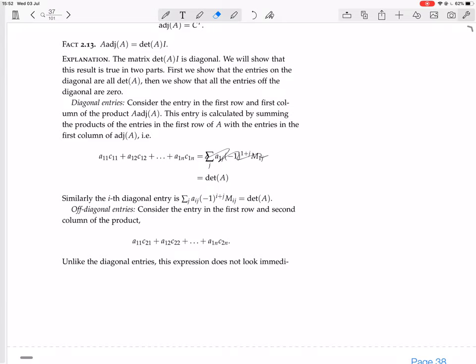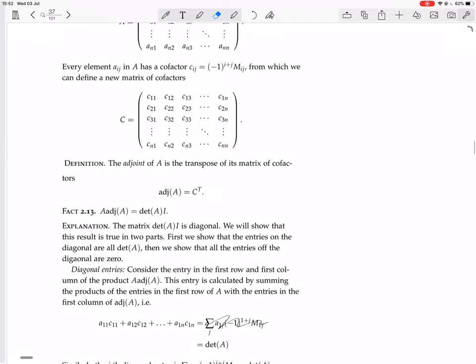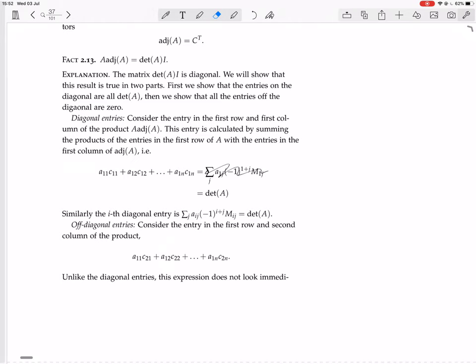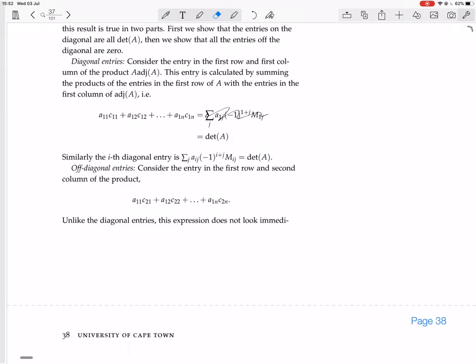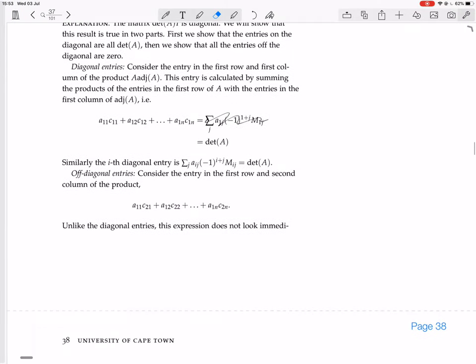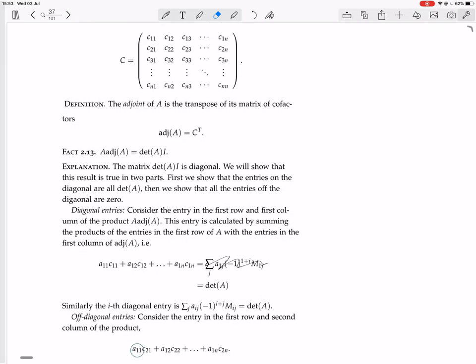Now consider off-diagonal entries. Consider the entry in the first row and second column of the product. Again we're just choosing row 1, column 2 as an example to make it easier to see which variables are moving. We only have one moving variable, but then we'll generalize this to row i, column j. For now, row 1, column 2. We go along row 1 of A and multiply by the adjoint, using the second column of the adjoint, which is the second row of the cofactor matrix. Multiply this by this, this by this, this by this. That's exactly what's done here: A11 by C21, A12 by C22, and so on to A1n by C2n.